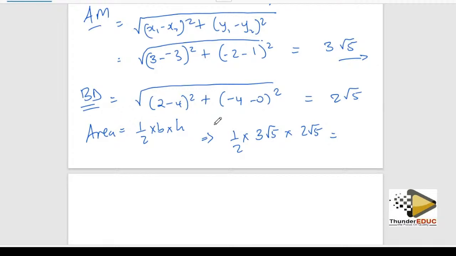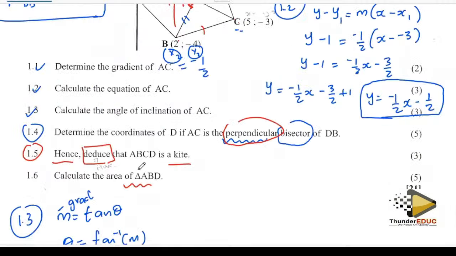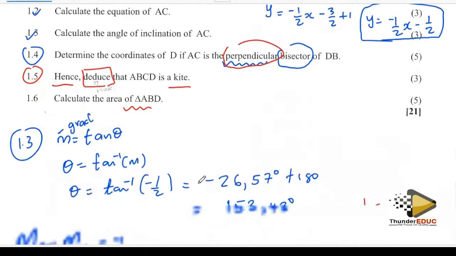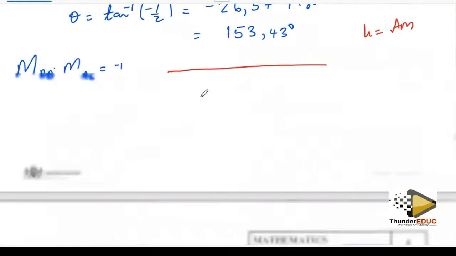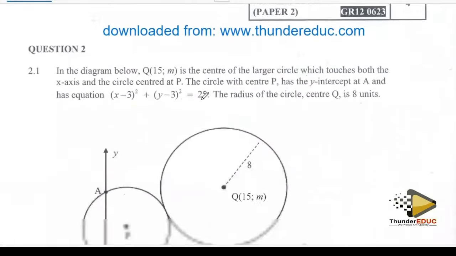I don't know, comrades, what you get in that side. So this is 15, but units squared. So that becomes our area for that particular triangle. So guys, that's what you have to do for question number 1. Okay, we move on to question number 2.